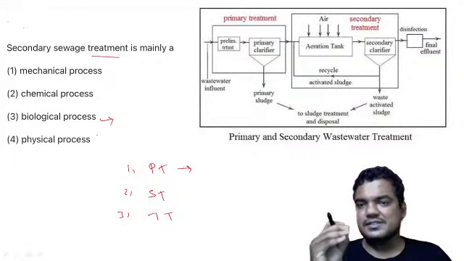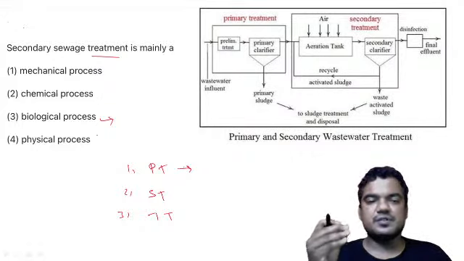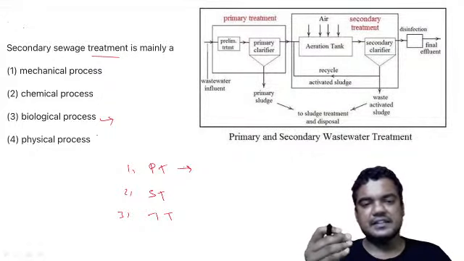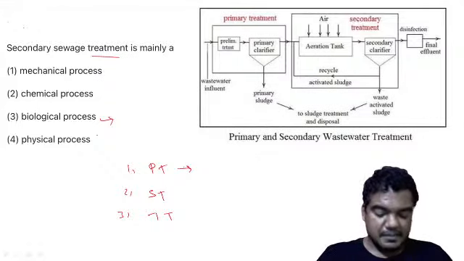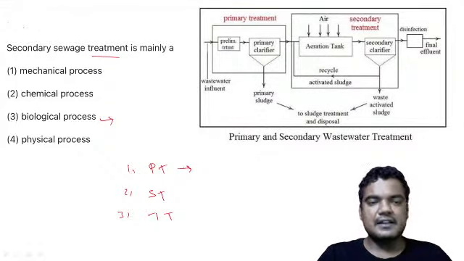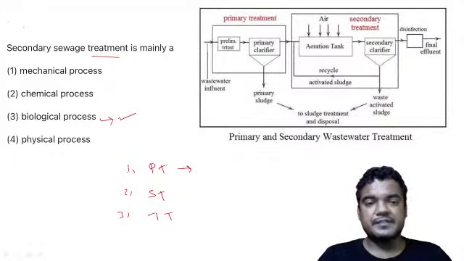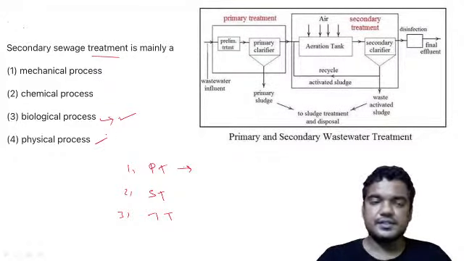So in that process, we see the formation of CO2, we see the formation of hydrogen sulfide and also methane. So the right statement for this question is a biological process. So we use the biological process in secondary sewage treatment. In primary treatment, we see the physical process.